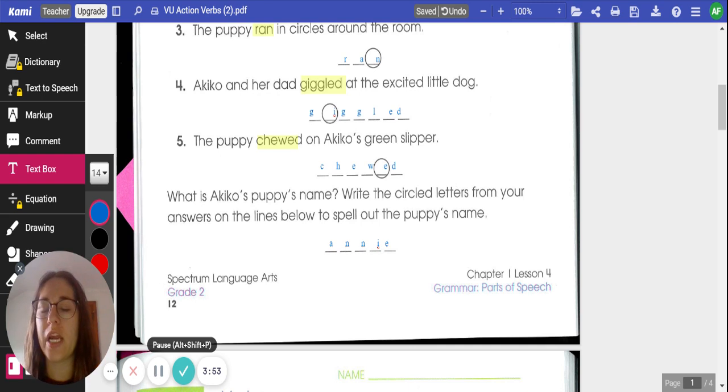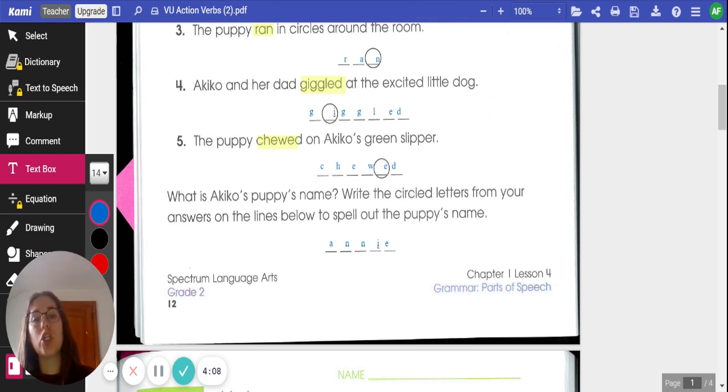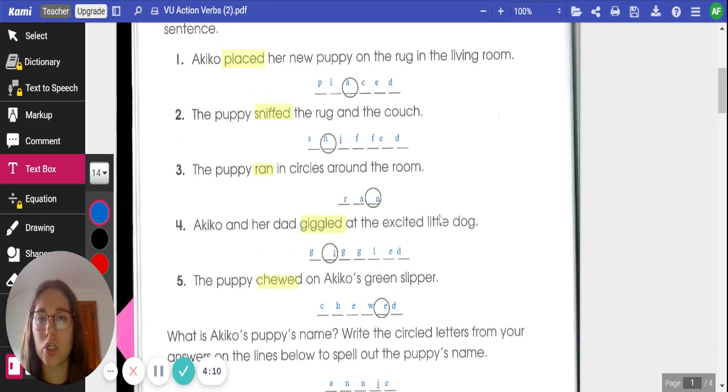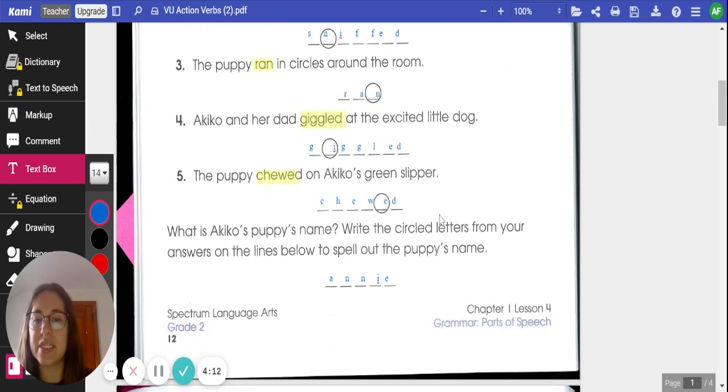Okay, let's review number 4 and 5. Number 4, our action verb is giggled. It's what Akiko and her dad did. And number 5, the action verb is chewed. It is what the puppy did. Last question on this page, what is Akiko's puppy's name? So you're going to look at all the letters that I wrote in the circles to find the puppy's name, which is A-N-N-I-E for Annie.